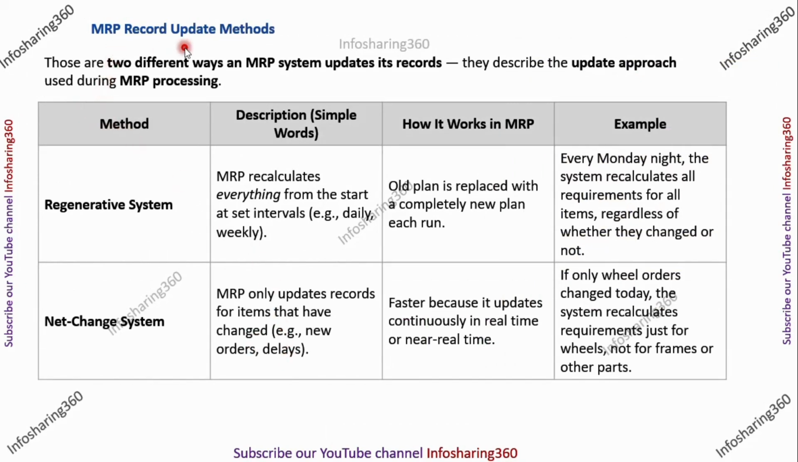MRP systems use two different methods to update their plans. First, a regenerative system. This method completely rebuilds the entire material plan at fixed intervals. It recalculates every requirement from scratch during each run. Second, net change system. This method updates only affected items when changes occur. It continuously adjusts requirements in real time for modified parts.